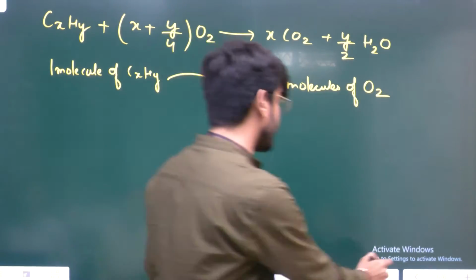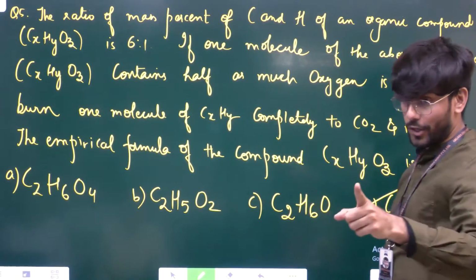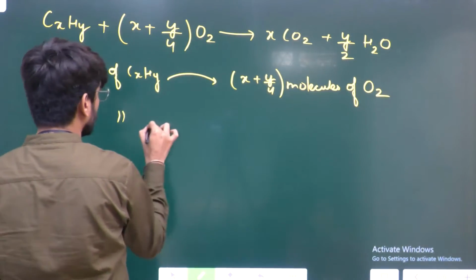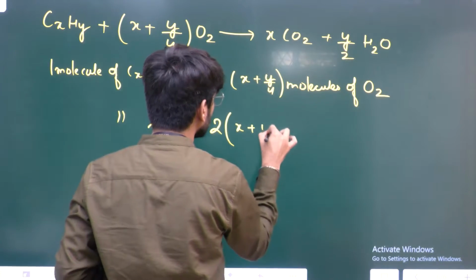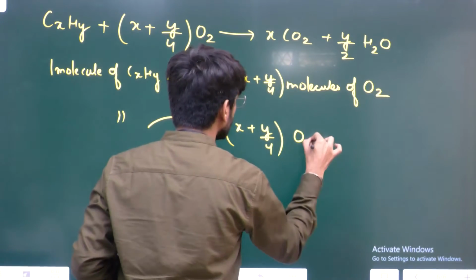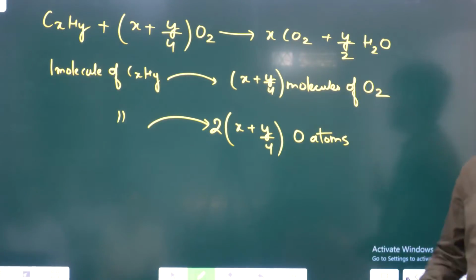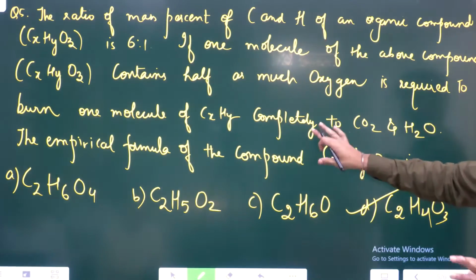But in the question, it is half as much oxygen. Basically, this is atom, not molecule. So, can I say that one molecule will require twice into x plus y upon 4 oxygen atoms? Yes or no? Because in one oxygen molecule, there are 2 oxygen atoms. So, can I say twice of this? Yes, chalo, is that right?